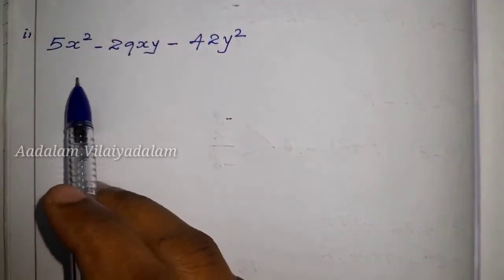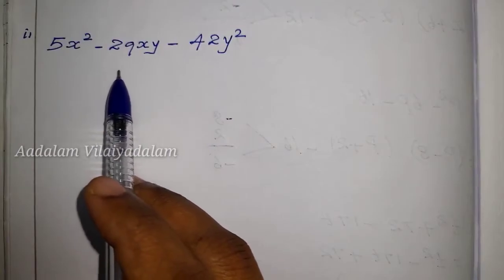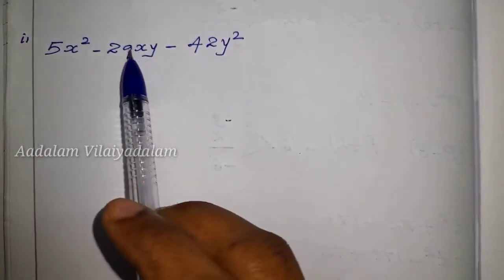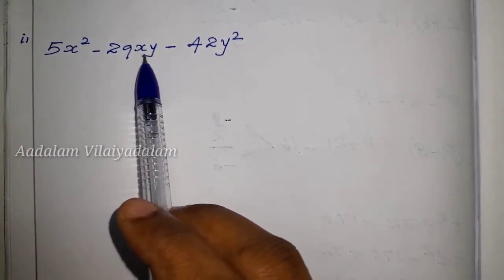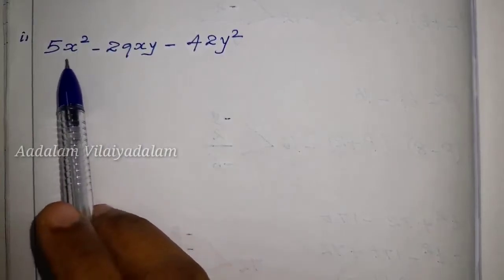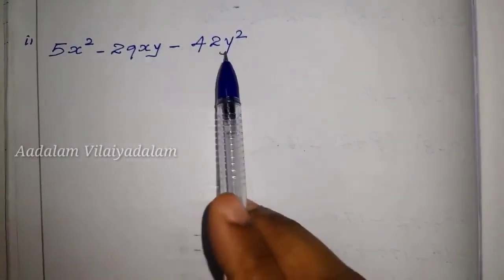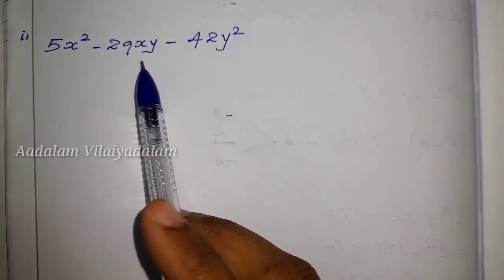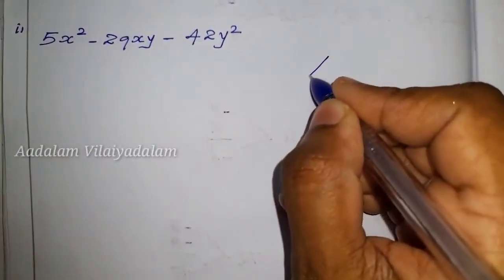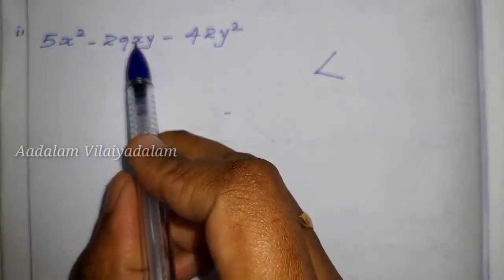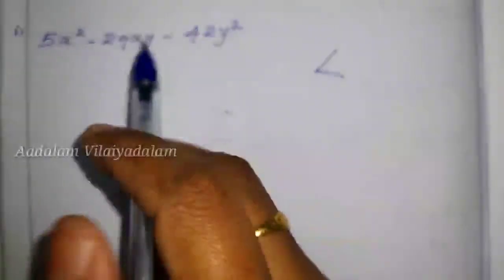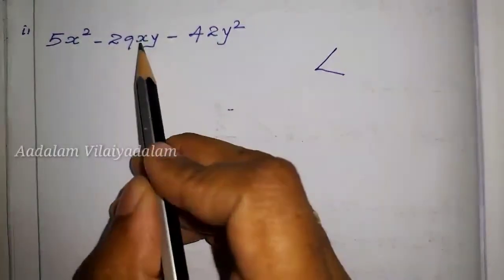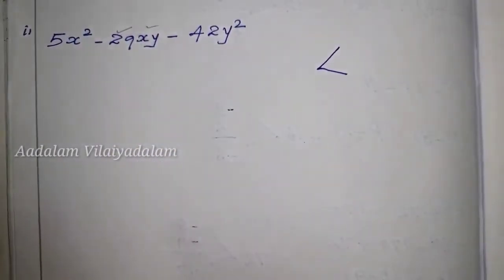The second question, 5x square minus 29xy minus 42y square. Here two variables are there. In quadratic equations there is only one variable, that is x square term, x term and constant term. Here consider the variable y as constant. So the sum of the factors is the coefficient of x, which is minus 29y.